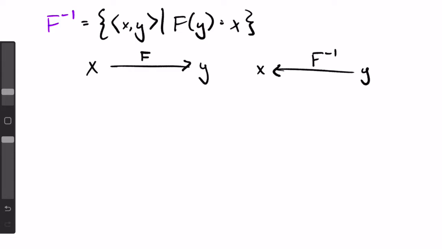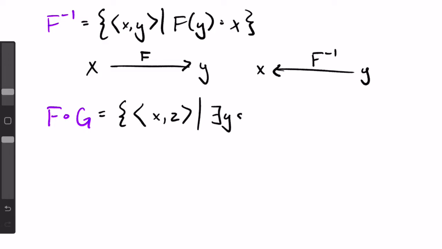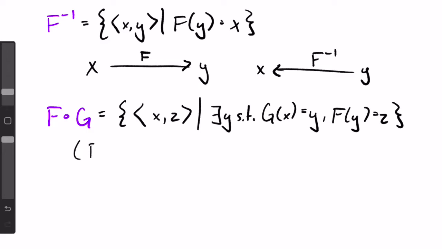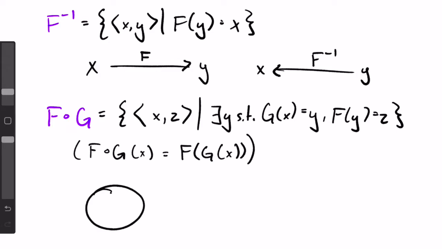Second, the composition of f and g, written as f circle g, or f∘g, is defined as the set of ordered pairs (x, z) for which there exists some y in the domain of f, such that g(x) = y and f(y) = z. A more common way of saying this is (f∘g)(x) = f(g(x)). For example, let's say that we have a function g mapping from the set A to the set B.